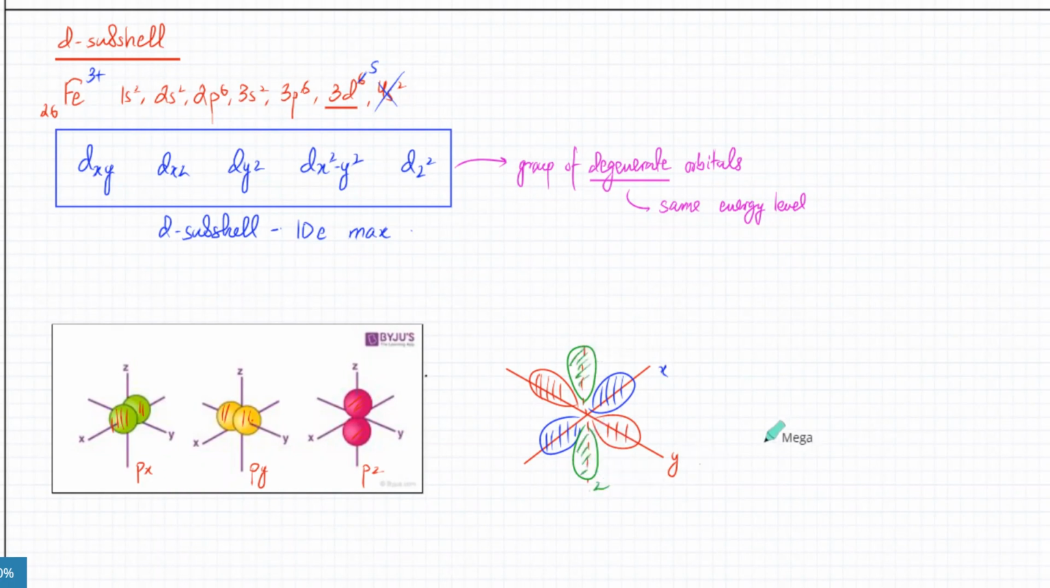Okay, so think of the electron as a negative charge. So the negative charge would be all over the place on the x-axis, 2 electrons on the y-axis. So this is what a p subshell looks like.